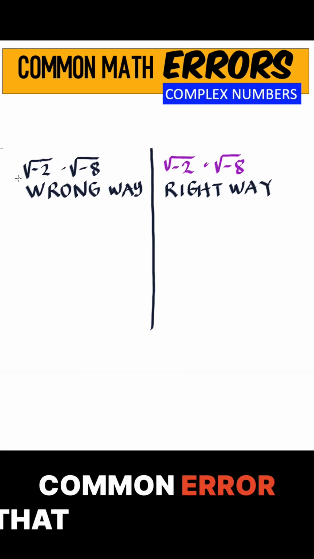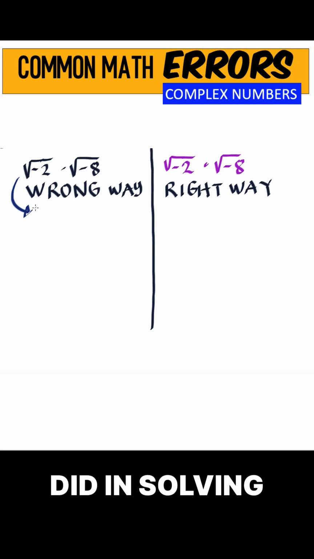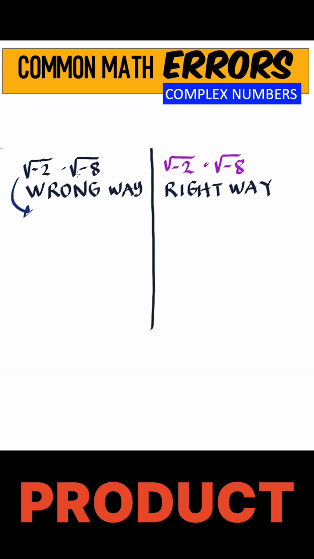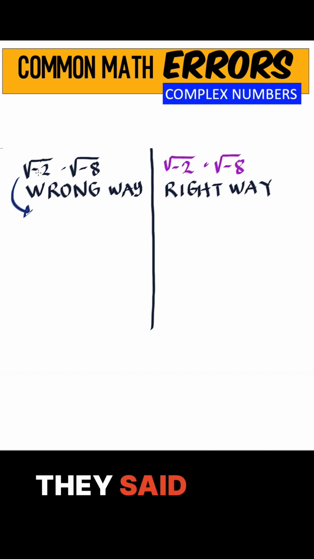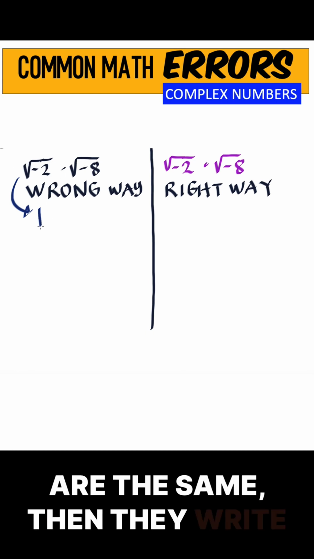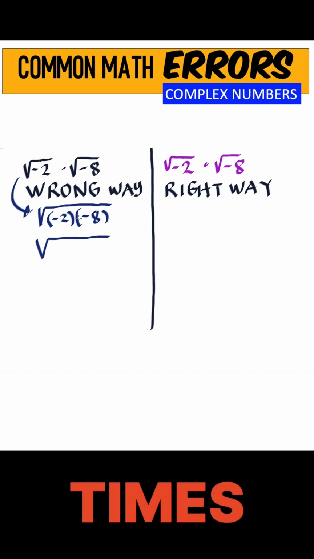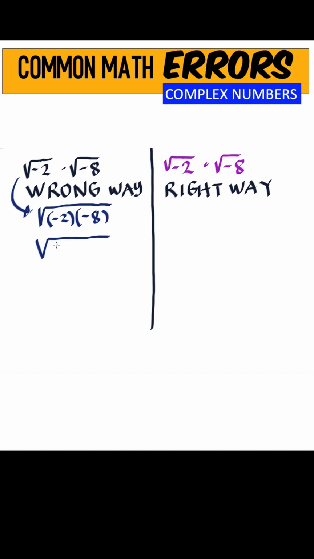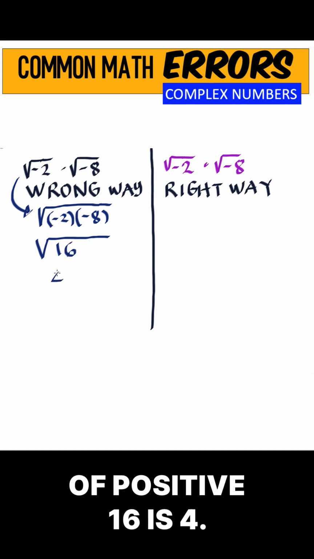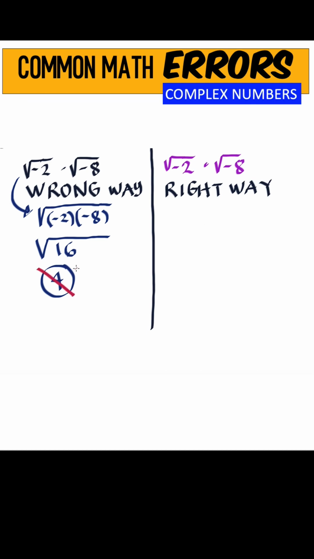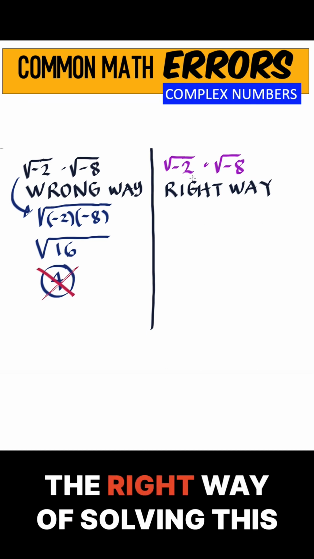Now, the common error that many students make in solving this problem is they apply the product property of radicals. They say since both are square roots, their indices are the same, then they write this as one radical and they write the radicand negative 2 times negative 8. And then multiplying negative 2 times negative 8 gives us positive 16, and the principal square root of positive 16 is 4. Now, this is the wrong answer. The right way of solving this is like this.